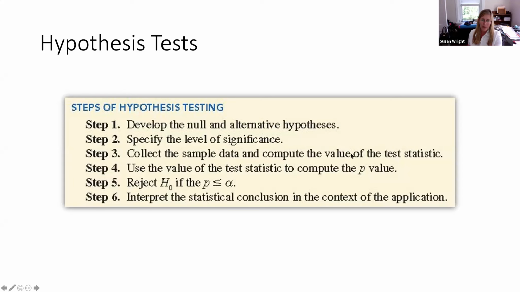Collect your sample and get the value of your test statistic. Calculate the p-value. Then reject the null hypothesis if the p-value is less than or equal to alpha, which is the level of significance. That's what this is. Interpret the statistical conclusion in the context of the application. So those are the steps that we just took.